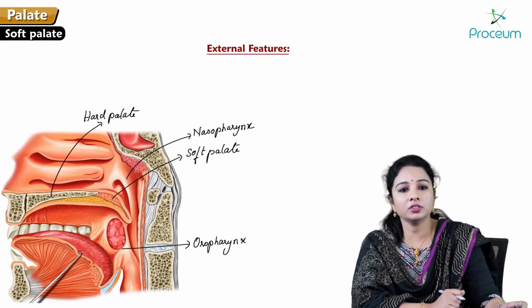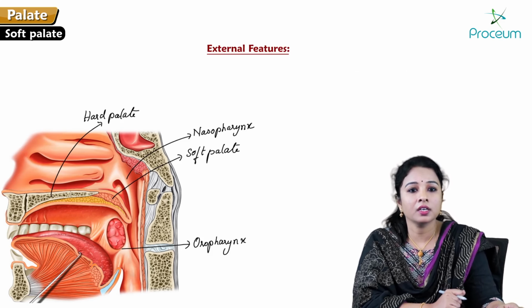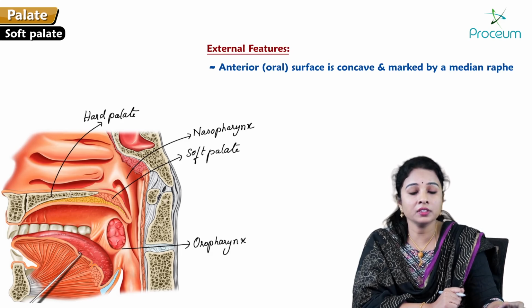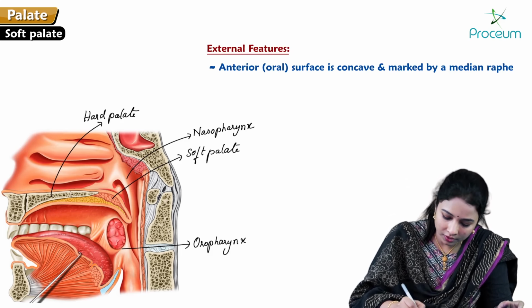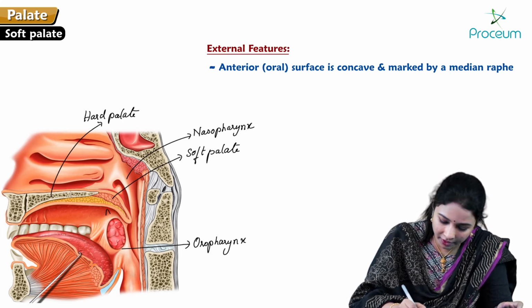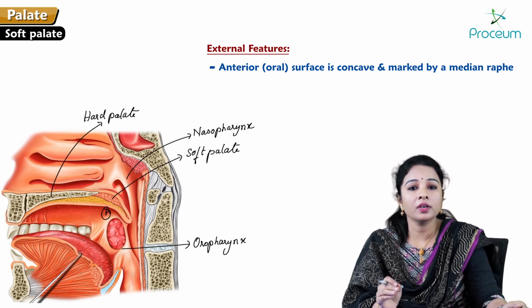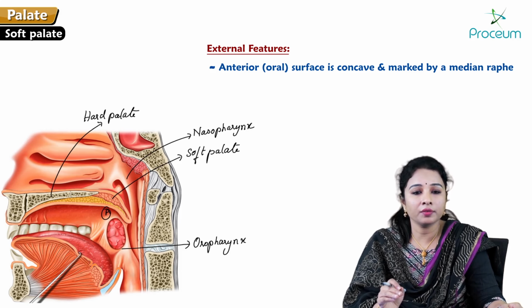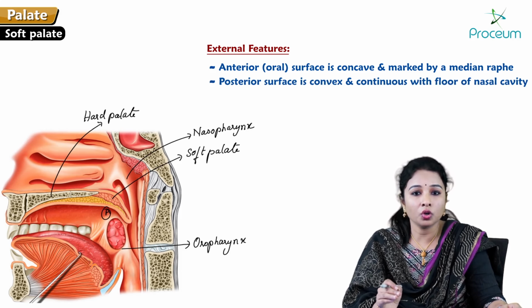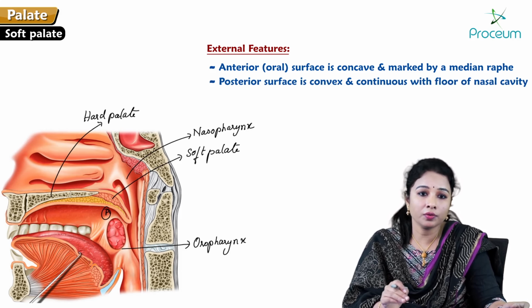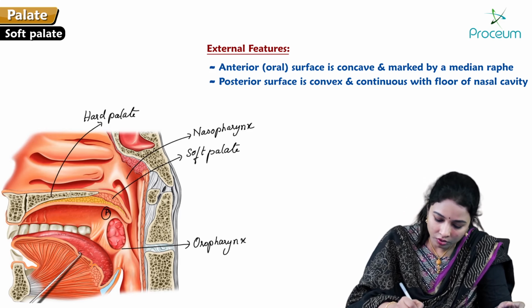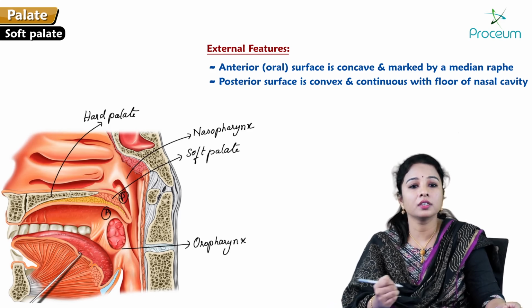So, external features of the soft palate: it presents an anterior surface which is concave. So, this is the anterior surface, I am writing A over here, anterior surface which is concave and it is marked by a median raphe. Posterior surface is convex and continuous with the floor of the nasal cavity. So, the dorsal surface is the posterior surface, I am writing P over here.